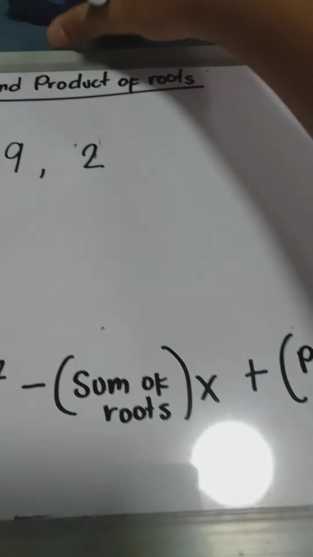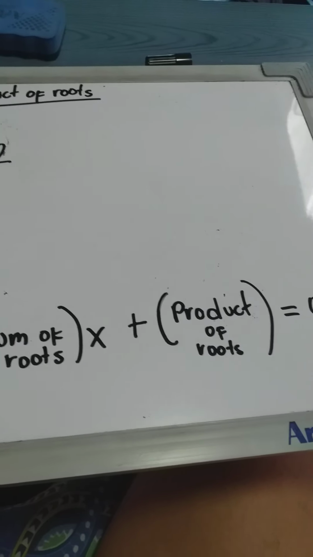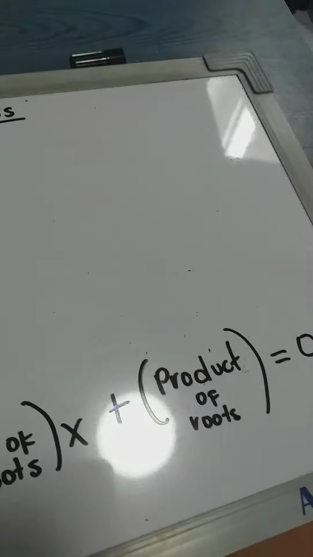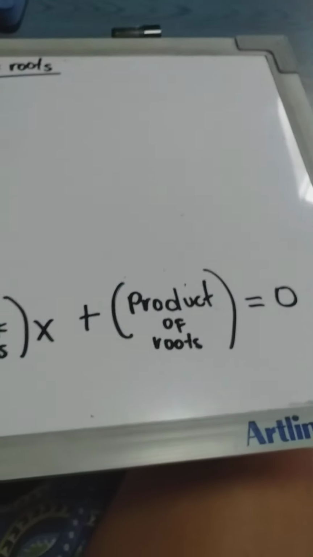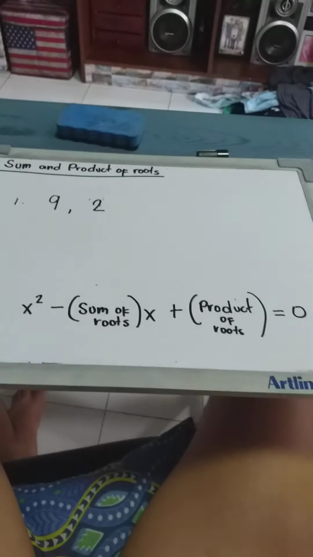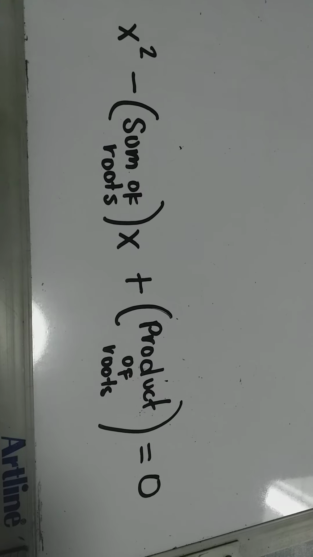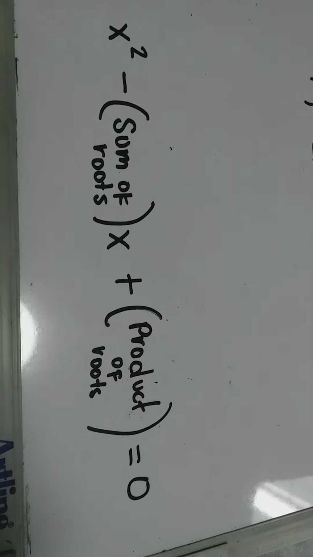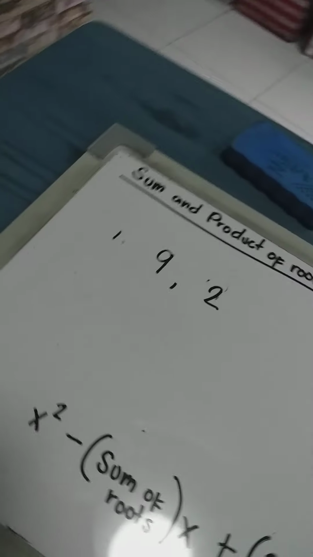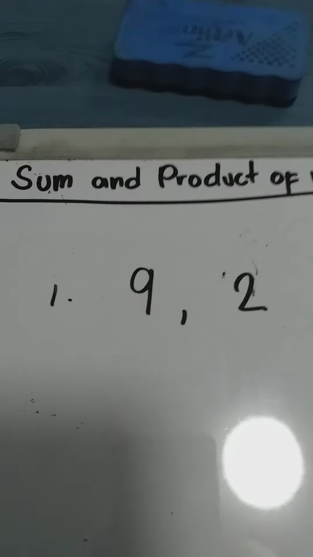It was written wrong a while ago, but it's product of roots. This is your formula right here. Okay, now let's get back to our example, 9 and 2.